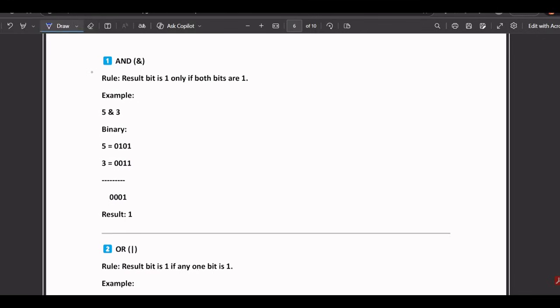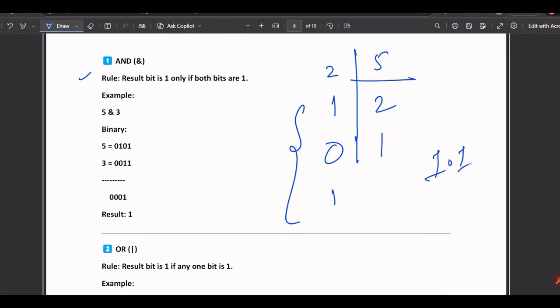See, first we will understand the AND operator. It is very easy. First of all, let's talk about decimal to binary conversion very quickly. Suppose you want to convert 5 into binary. How do we convert 5 into binary? You can divide 5 by 2. 2 times 2 is 4, and the remainder is 1. Then 2 divided by 2 is 1, and the remainder is 0. Then 1 remains as the remainder, so it is 101. This is the conversion from decimal to binary.